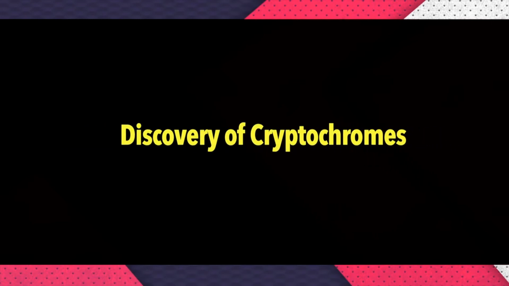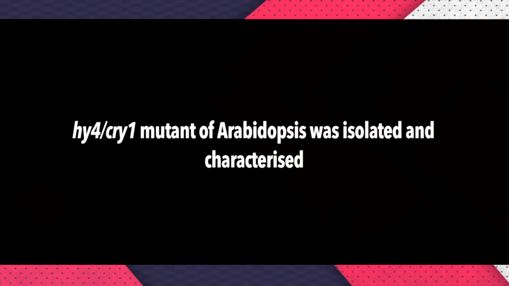Now let's move ahead with a brief discovery of cryptochromes. Up to the 1990s, nothing was known about the blue light receptors of plants. However, in the past 5 decades, some progress was reported about the identification of mutants for blue light responses. These were subsequently followed by isolation and characterization of cry mutants. For example, the HY4 or cry1 mutant of Arabidopsis was isolated and characterized. It lacks the blue light stimulated inhibition of hypocotyl elongation.